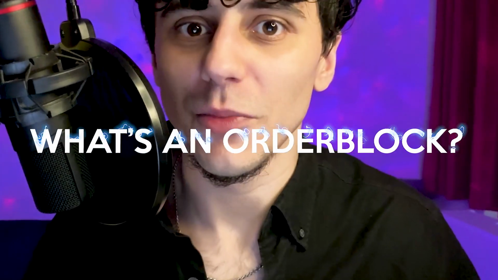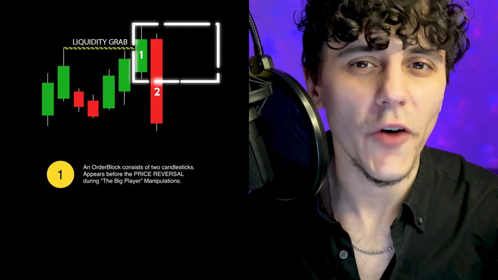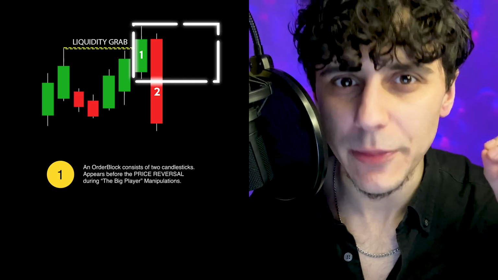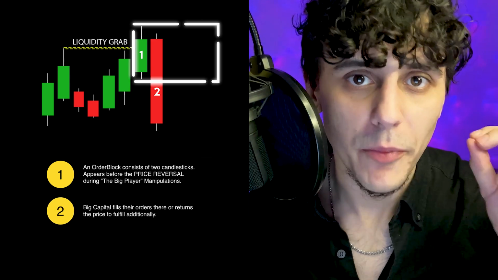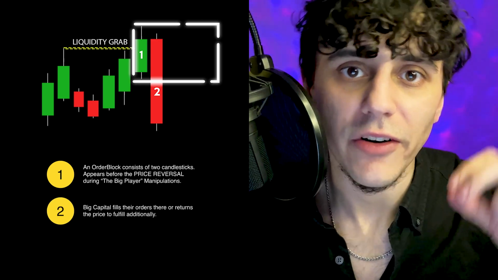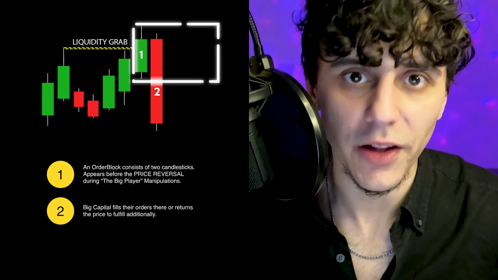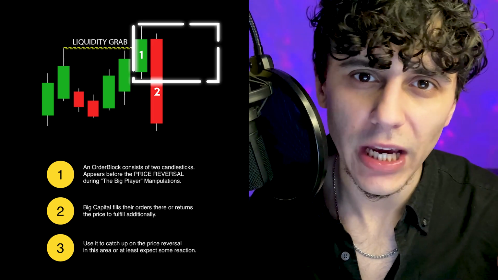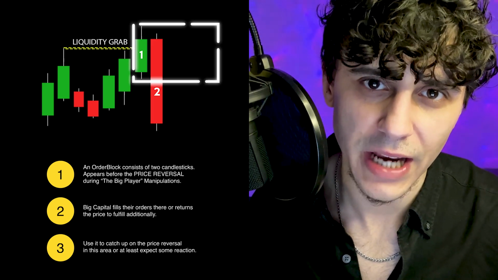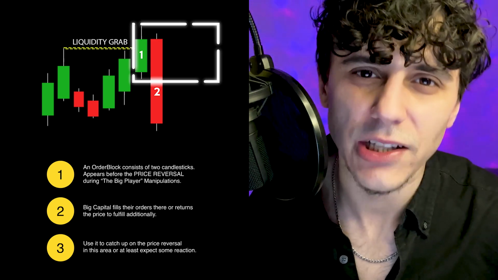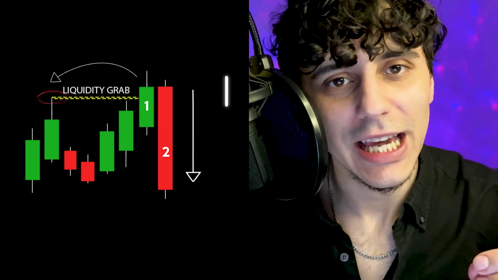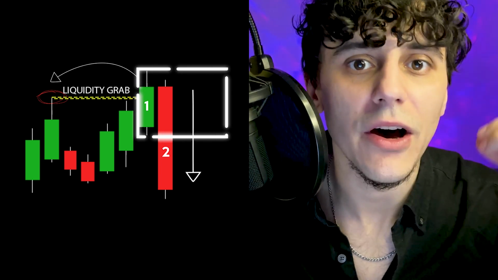So, what's an order block? An order block is a formation of two candlesticks before the price reversal. It is created during the big players' manipulation. This area serves the purpose to fill positions there or return the price to additionally fulfill the orders. The order block is a crucial element of your analysis because you can catch the price reversal in this area, or at least see some reaction from it. Just take a look at the most common example of an order block. The first candle grabs the liquidity and the second candle immediately engulfs it in the opposite direction.